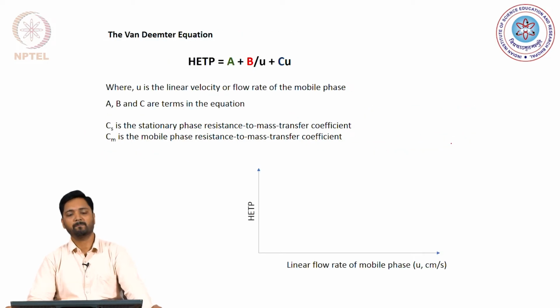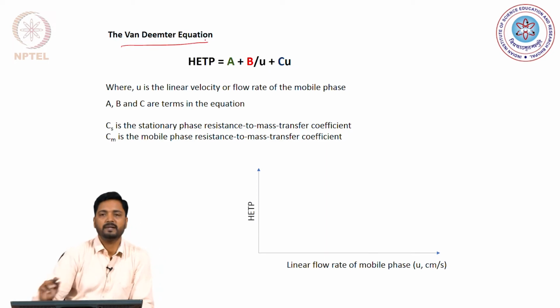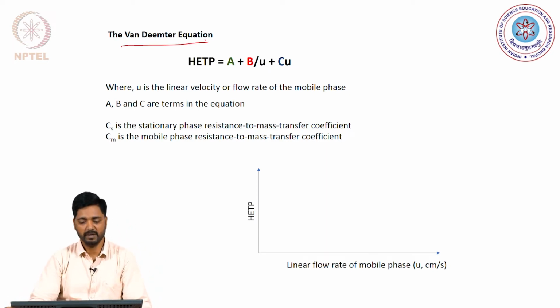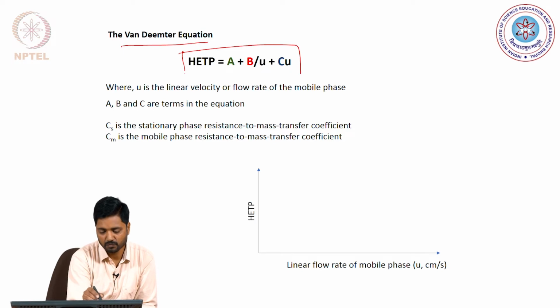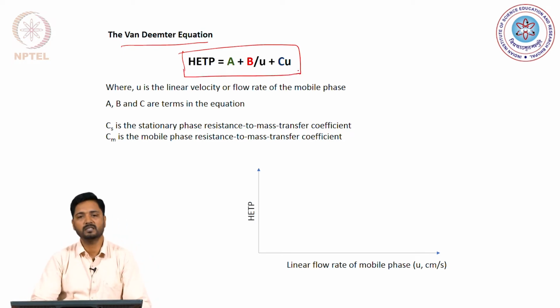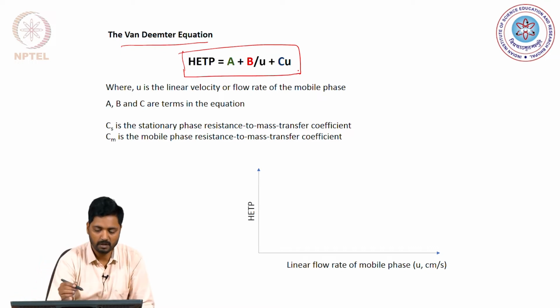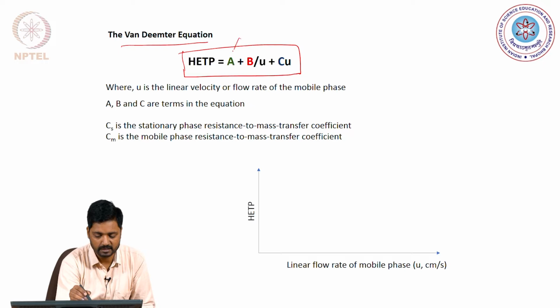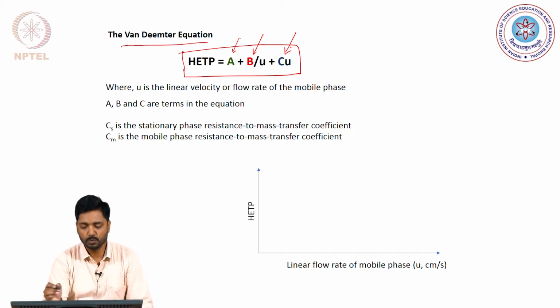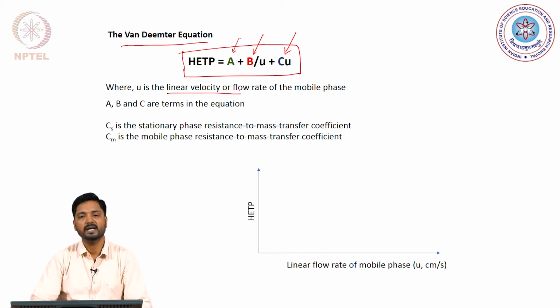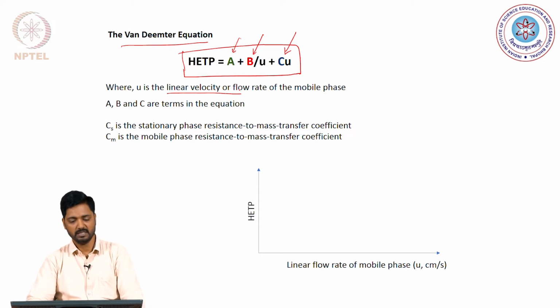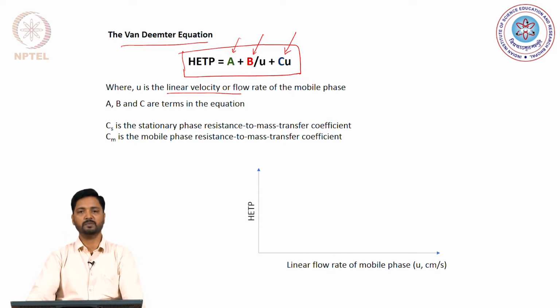So, the Van Deemter equation was able to explain this in a very efficient manner. The equation that Van Deemter proposed in 1956 was this: he considered the plate height to be composed of three components or three terms, the A term, the B term and the C term. Now, u is the linear velocity or the flow rate of the mobile phase, and A, B, C are the three terms present in this equation. In the subsequent slides we will be understanding what these terms individually are.